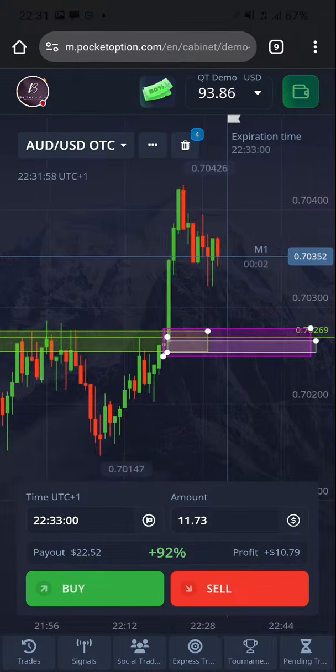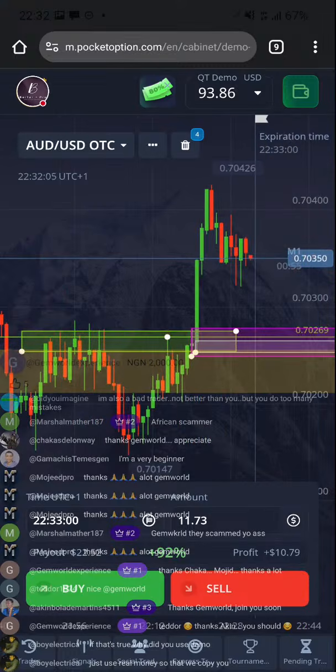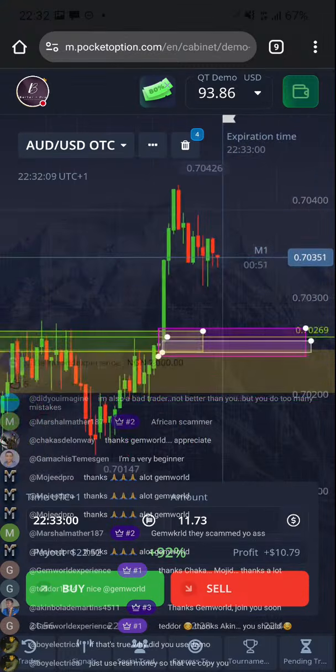So look at this. We have an area of resistance being broken by the markets. If price comes back into this decision point area, we'll go with the buyers. It's as simple as that.